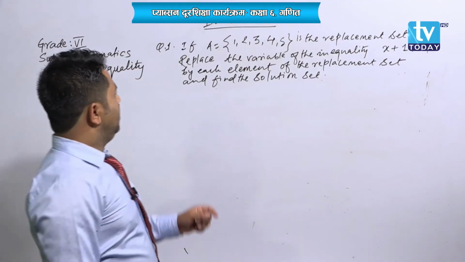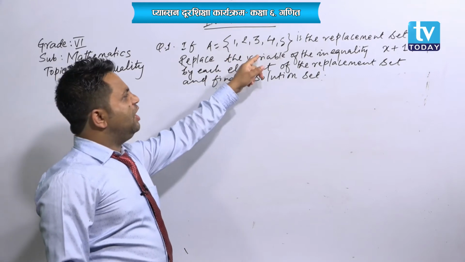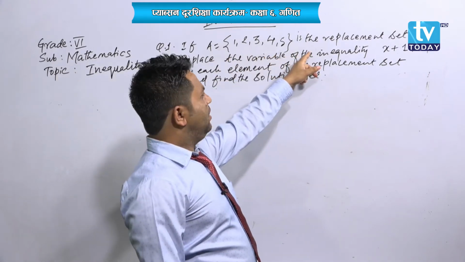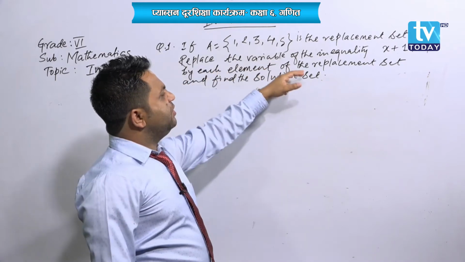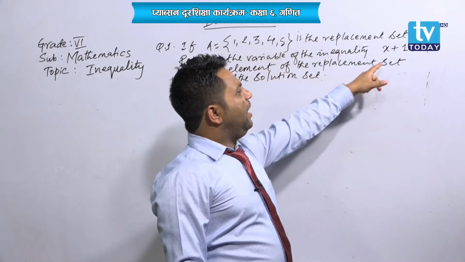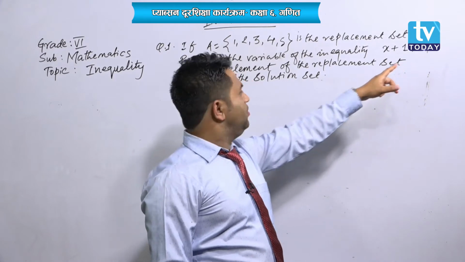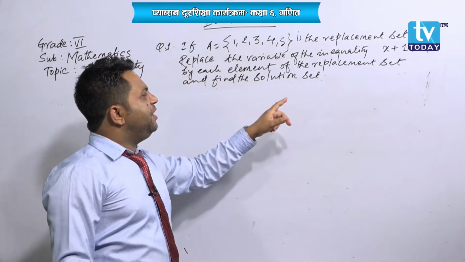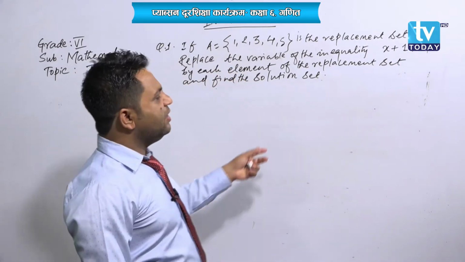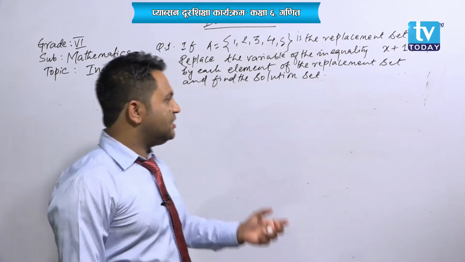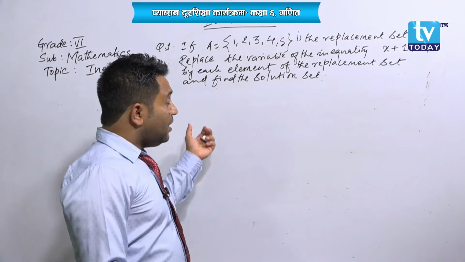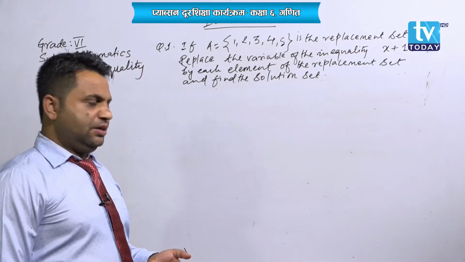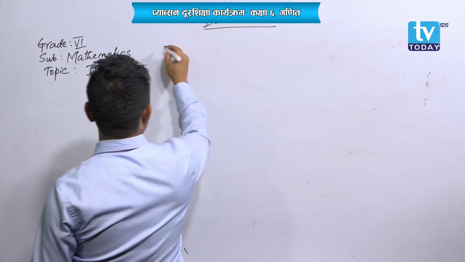Please see here, if set A equals 1, 2, 3, 4, 5 is the replacement set, replace the variable of the inequality x plus 1 greater than 4 by each element of the replacement set and find the solution set. Okay, it is similar to the previous question, so I am leaving this question to you as a home assignment. Is that clear? Okay.